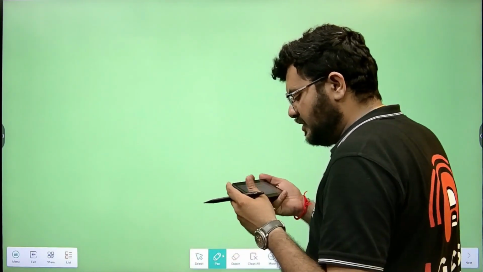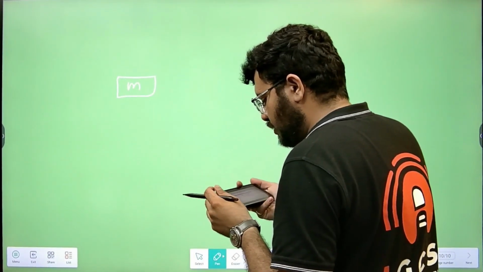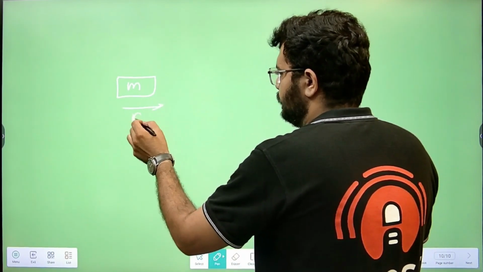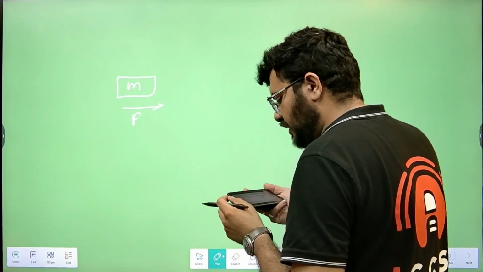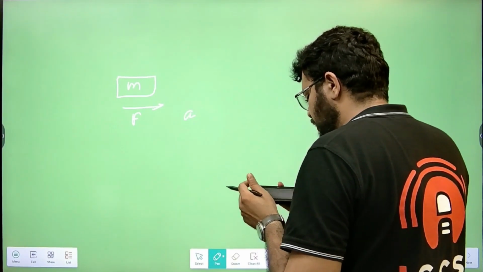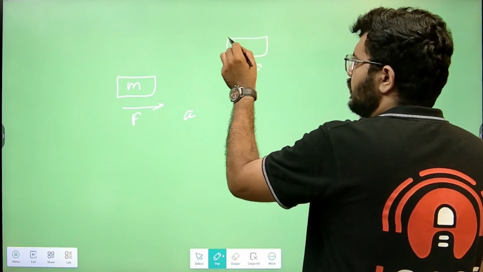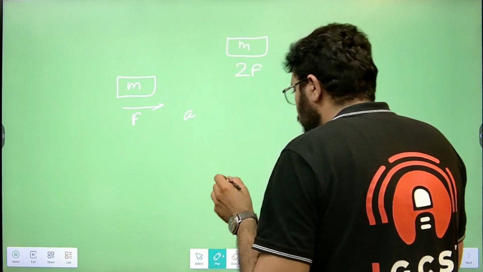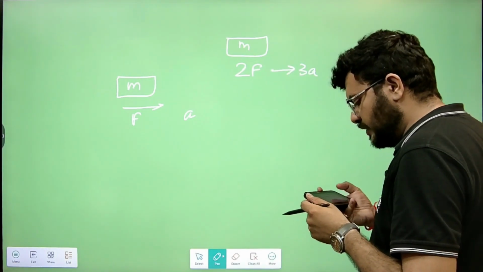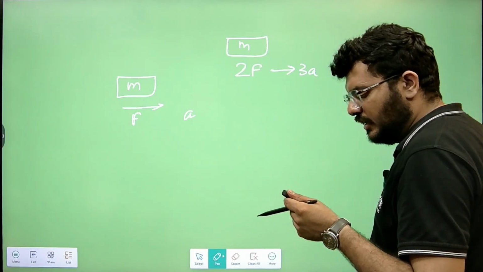Sujay, a car has a mass m, okay? A person needs to push the car with force F in order to give the car an acceleration A. Okay. Person needs to push the car with 2F to give the acceleration 3A. What expression gives the constant resistive force opposing the motion of the car?